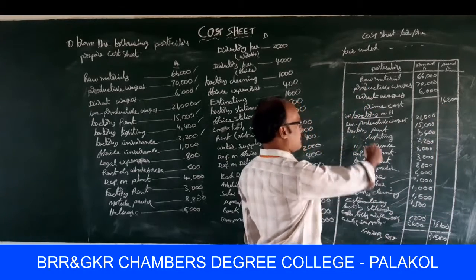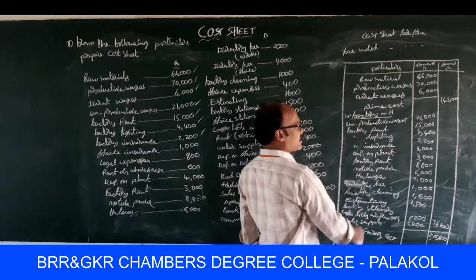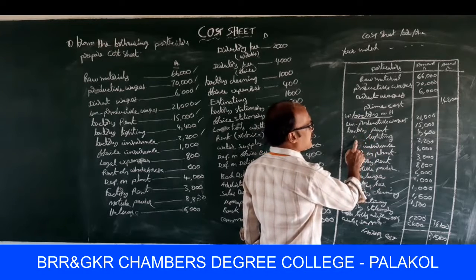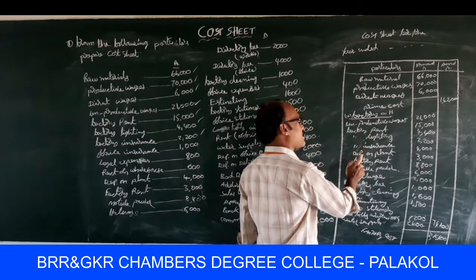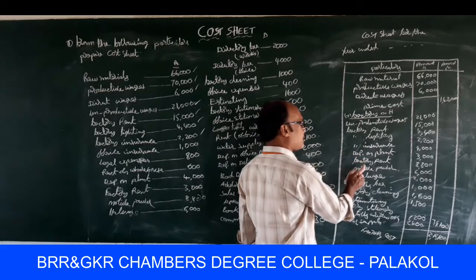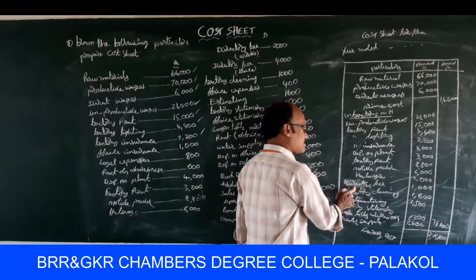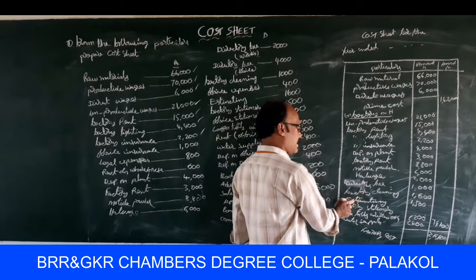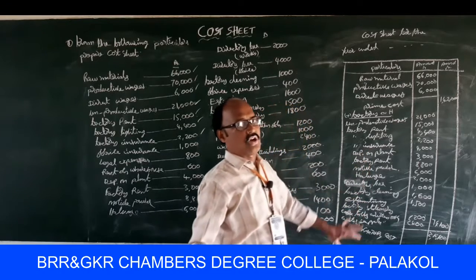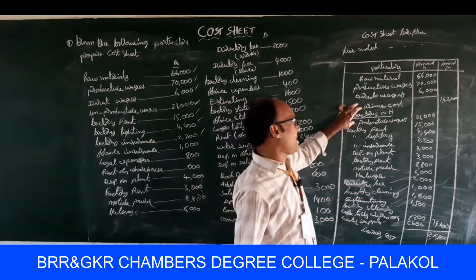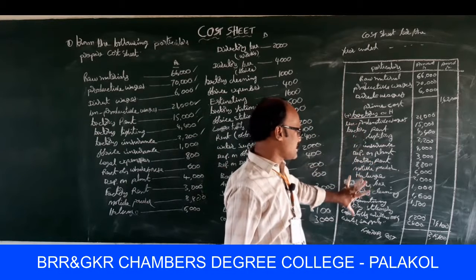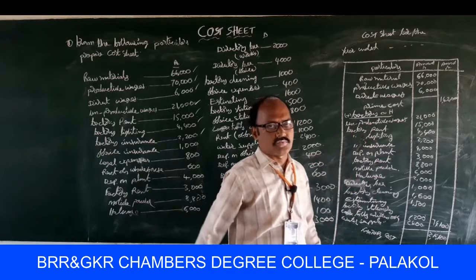1,42,000. Next one, factory overheads. The factory overheads are unproductive wages, factory rent, factory lighting, factory insurance, depreciation on plant, motive power, haulage, director's fees, factory cleaning, estimating, factory stationery, loose tools written off, water supply. All these transactions are related to factory overheads, so under the head of factory overheads, these transactions are recorded on the basis of the problem.